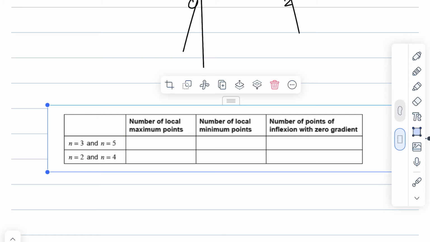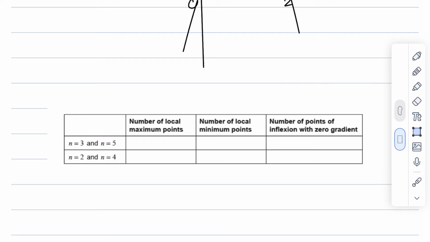When n is an odd number, you can see that it will have only one maximum point, and there are no minimum points. 0 is there, and the number of points of inflection, you can just check, is 2. Check in the graphing calculator and see whether your answers and my interpretation are correct or not. When n is even, you will be getting 1 maximum point and 2 minimum points, and inflection points will be 0. You can check that in the graphing calculator for this part.